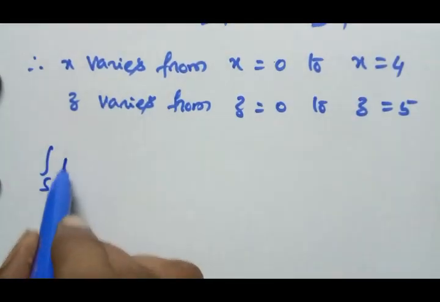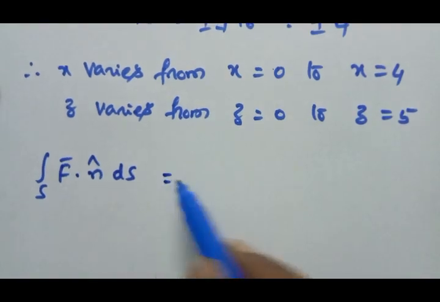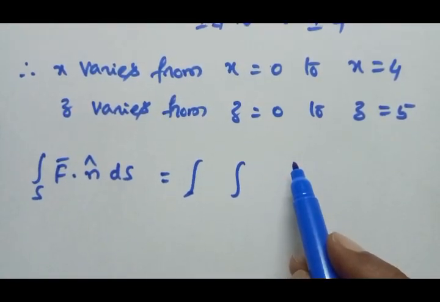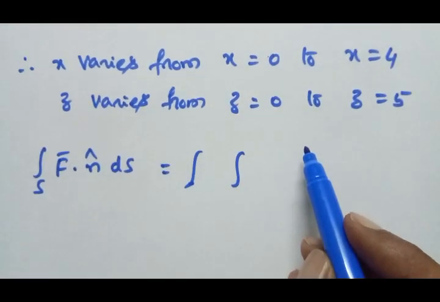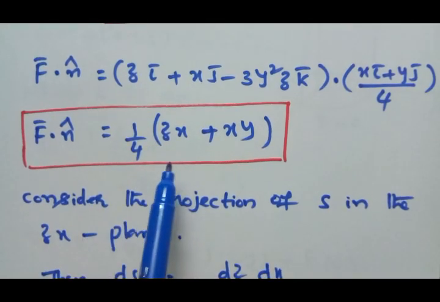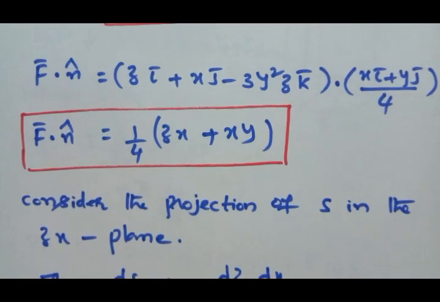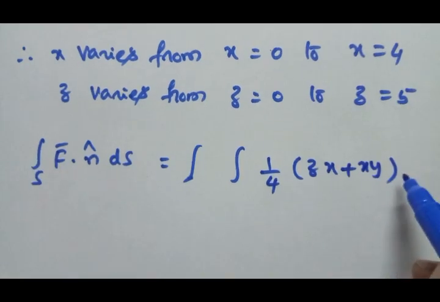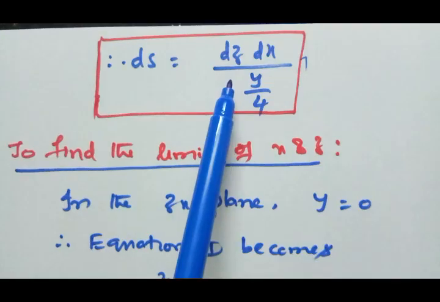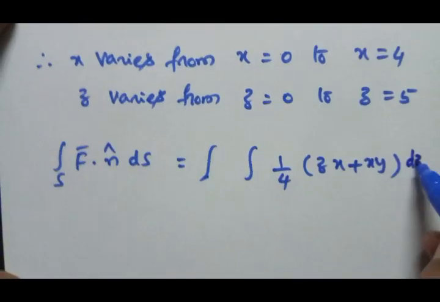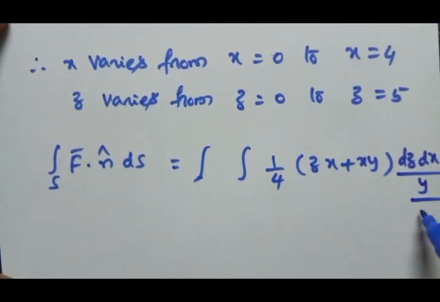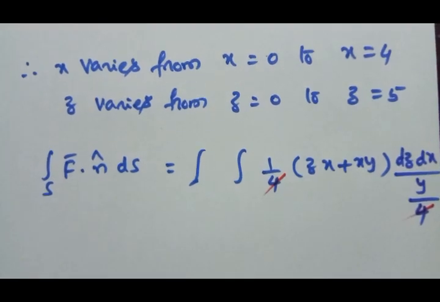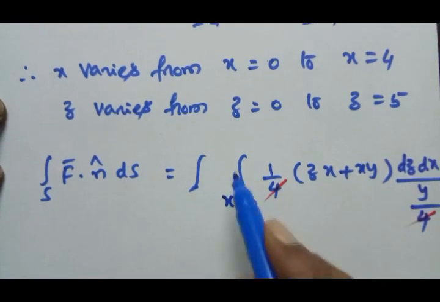Now, the integral over s of f bar dot n cap ds, since we considered its projection in the xy plane, becomes a double integration of f bar dot n cap. Here f bar dot n cap is 1 by 4 into (3zx plus xy), ds is equal to dz dx by y by 4. Therefore 4 gets cancelled. Now x varies from 0 to 4.